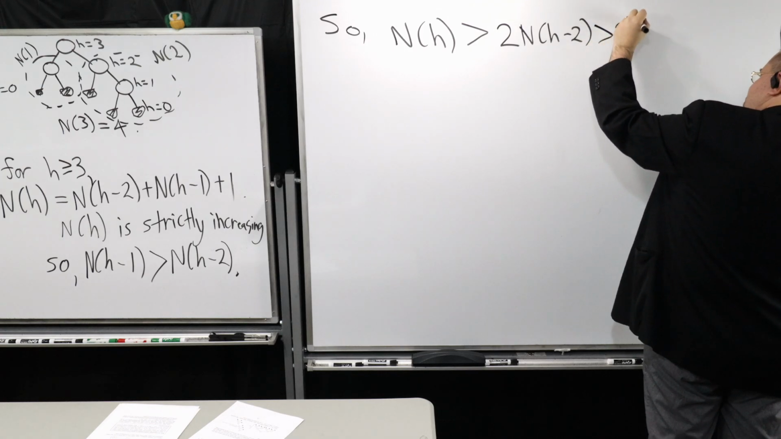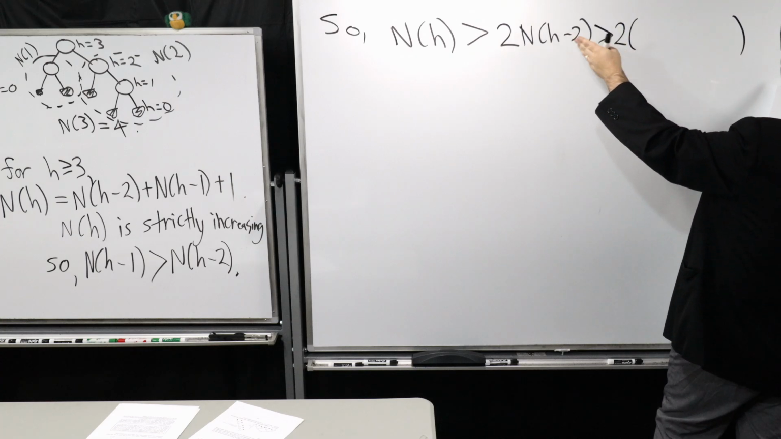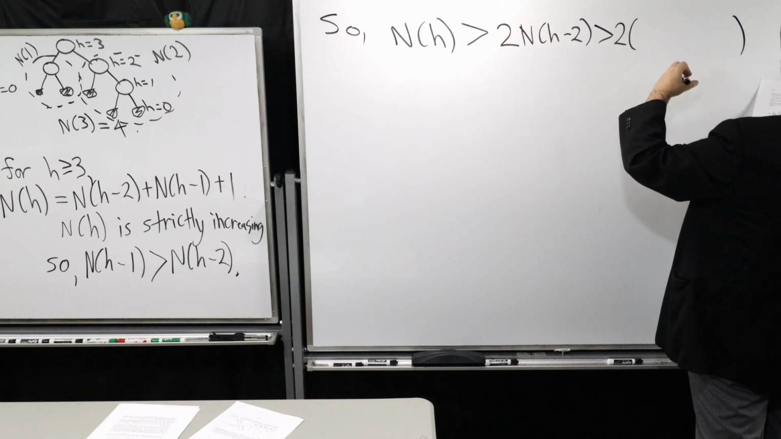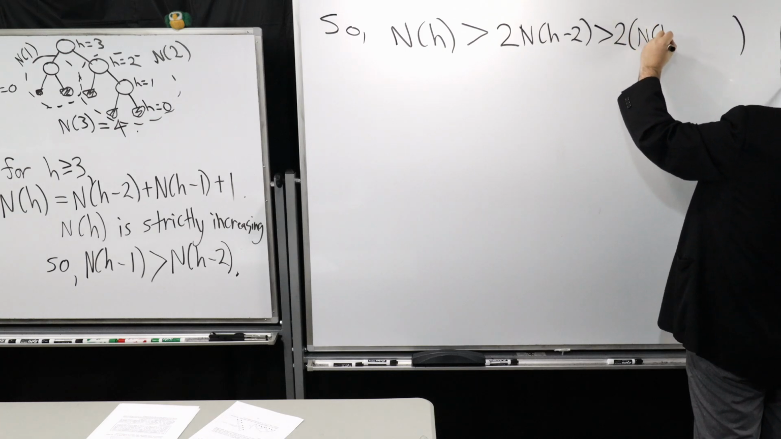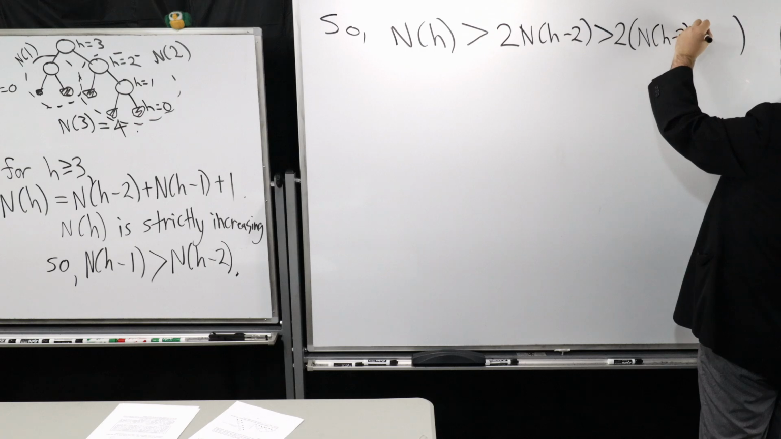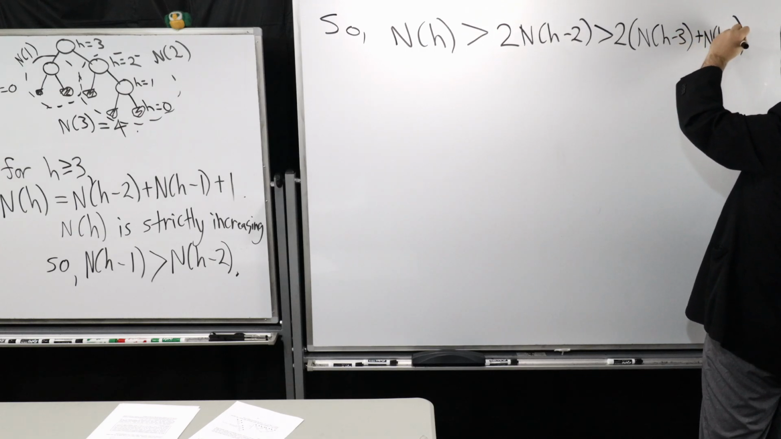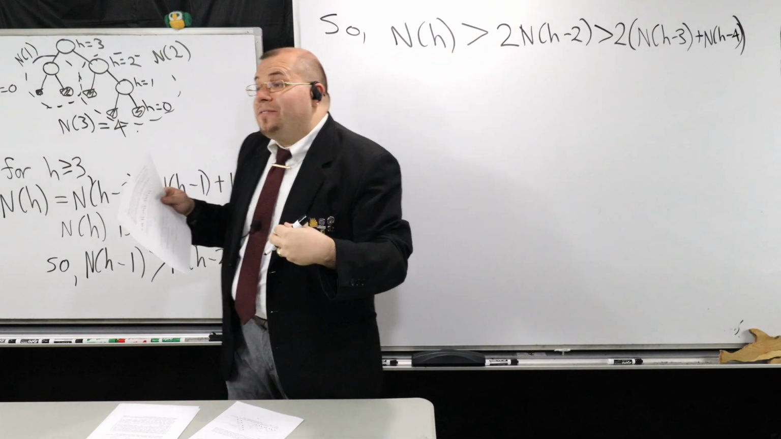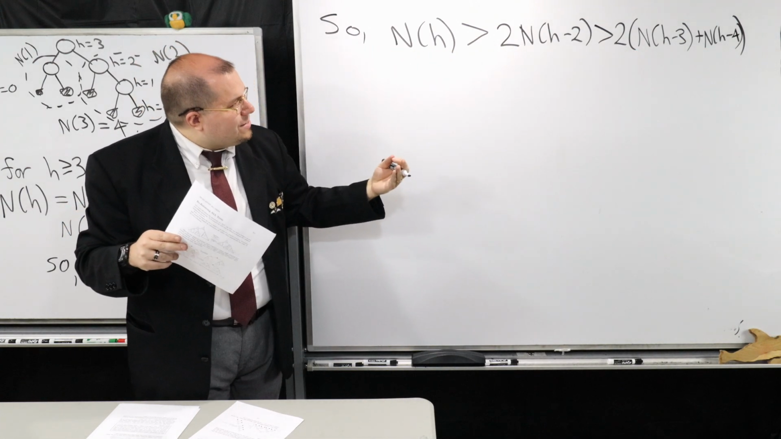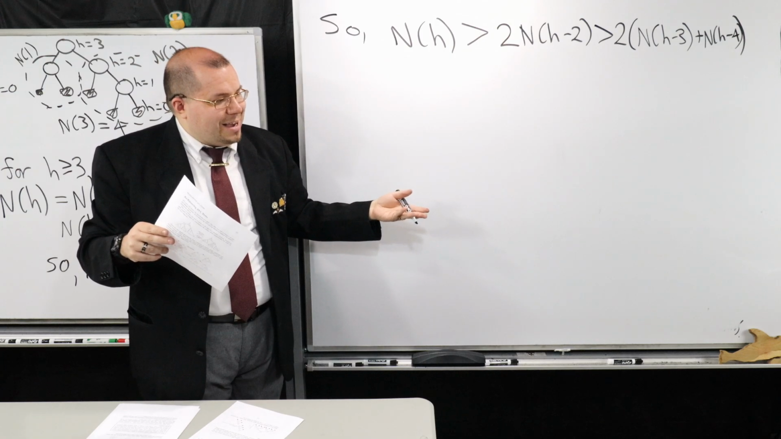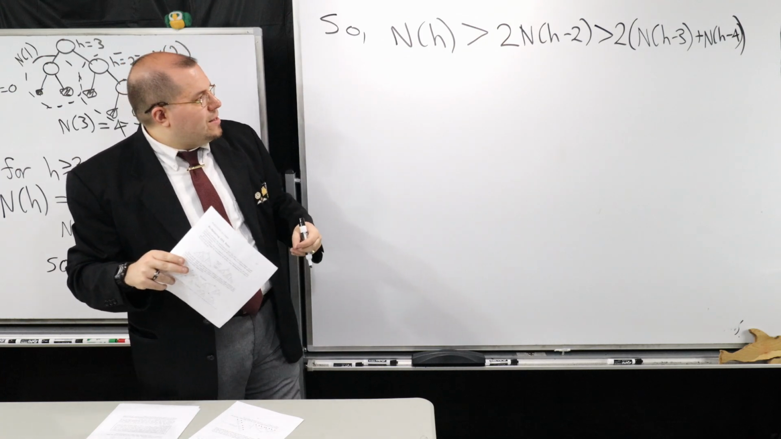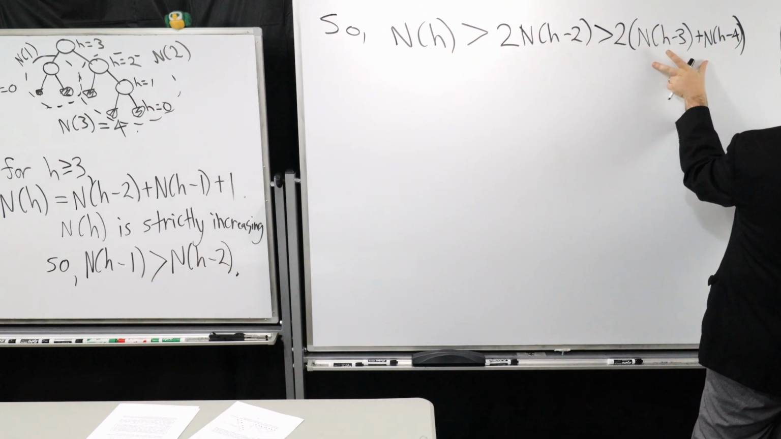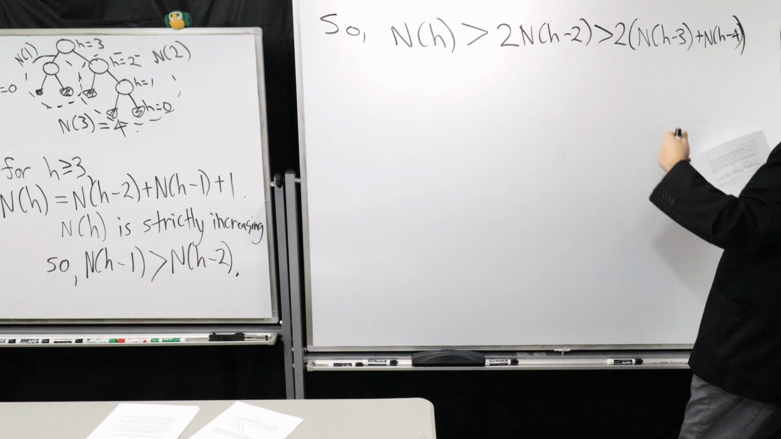So this is strictly greater than 2 times, I'm just going to expand this out, and I'm not going to include the 1 in there because I don't really need it. n of h minus 3 plus n of h minus 4. So I'm just going to write out what n of h minus 2 is without the 1, because I'm not going to need that. So this is indeed true. I'm just going to take this, expand it out like this, and drop the 1. It only makes it smaller.